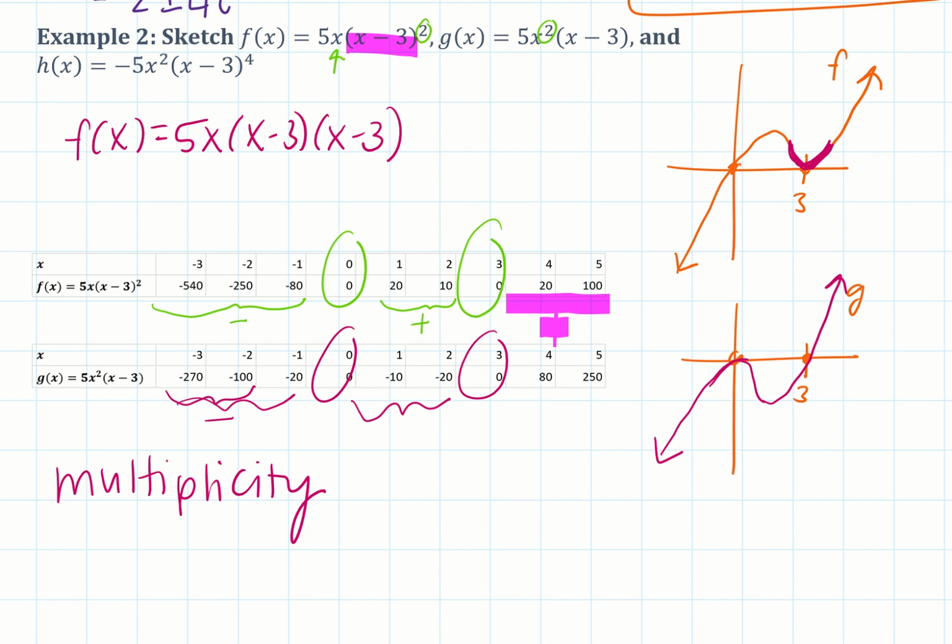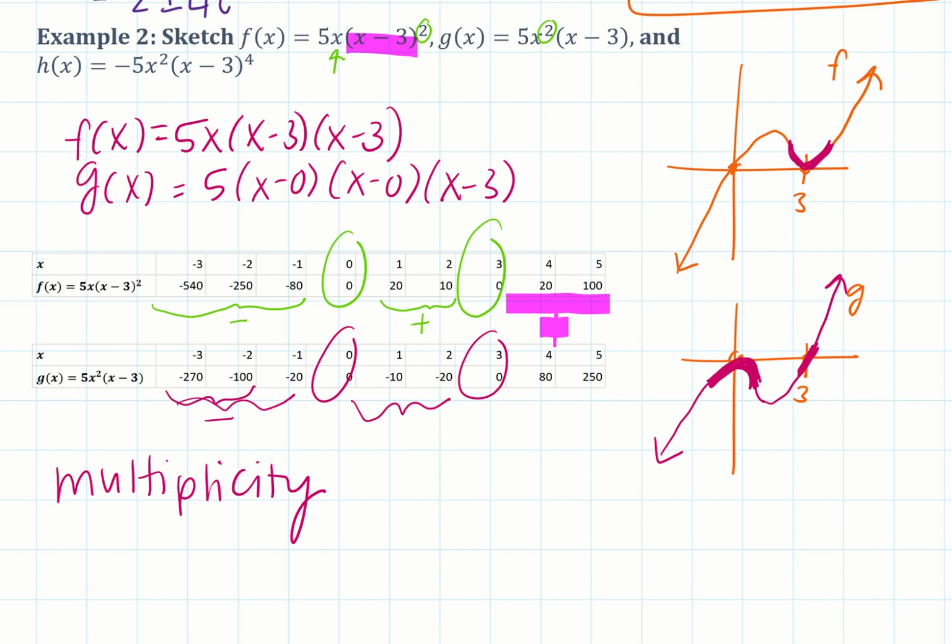That's why we see g is bouncing off of x equals 0. G of x is the same thing as 5 times x, which is the same thing as x minus 0, times x, again x minus 0, times x minus 3. This time g has the factor x minus 0 two times. We would say the factor x minus 0 has multiplicity 2, and that's why the function bounces off of 0. But g only has the factor x minus 3 one time. That's why g just slices right through the x-axis at 3.